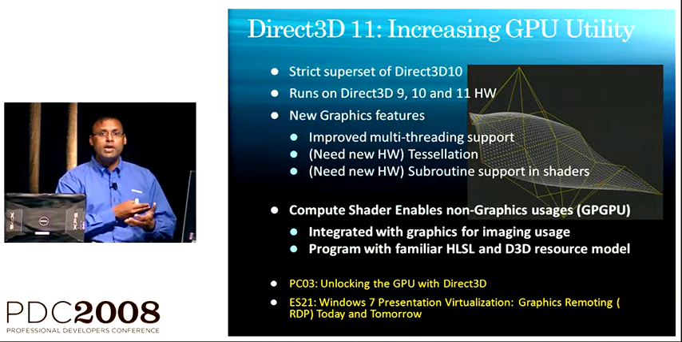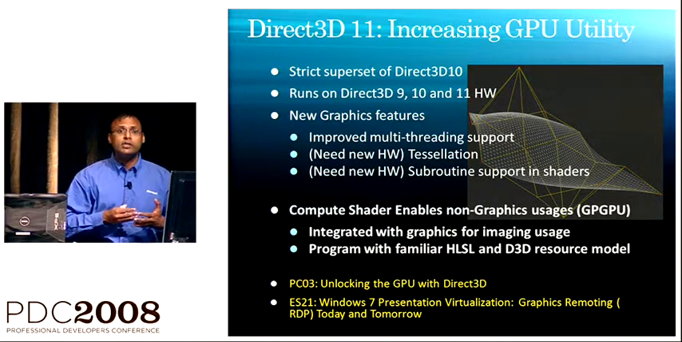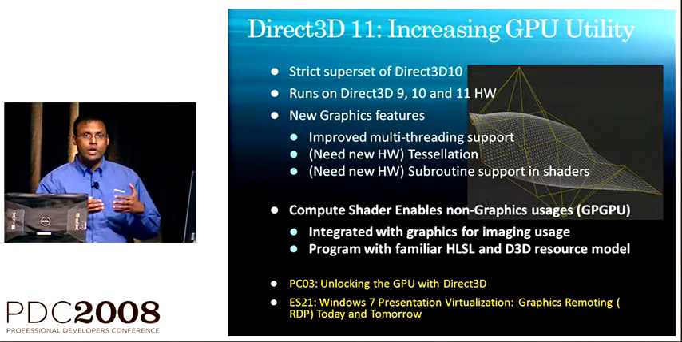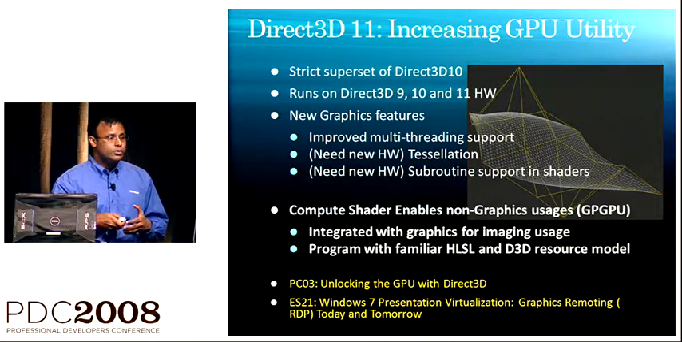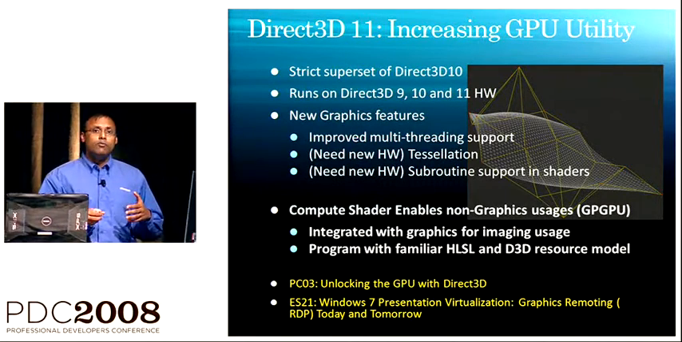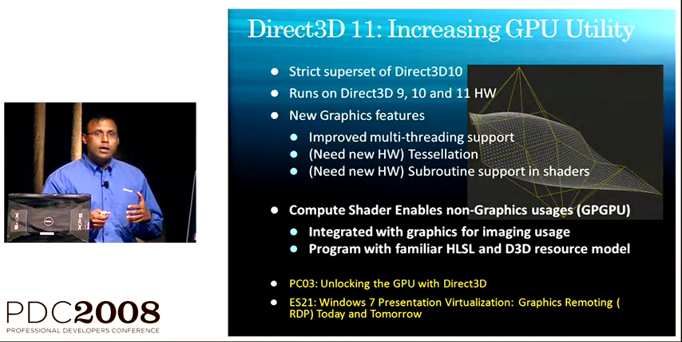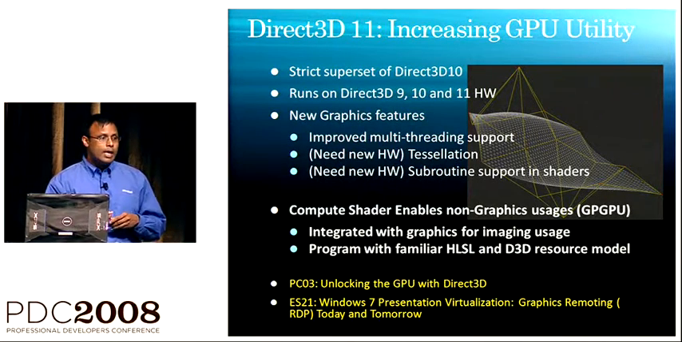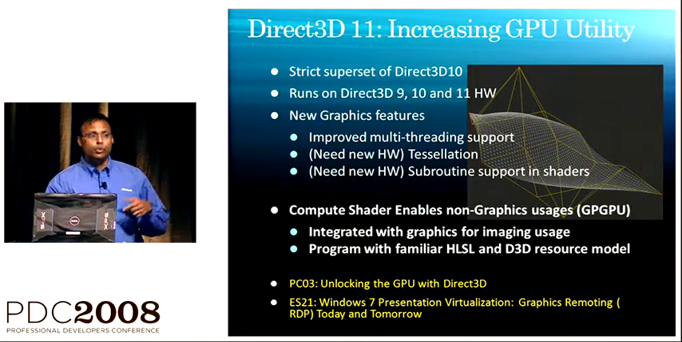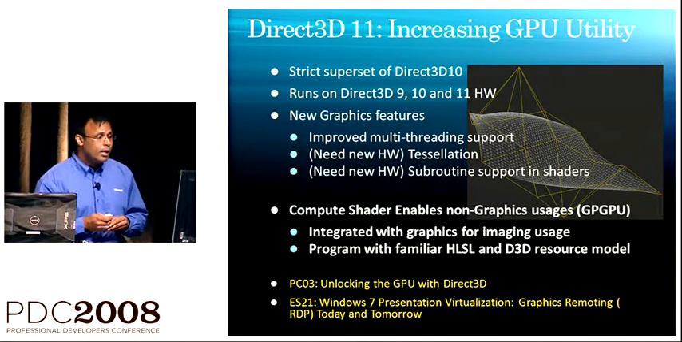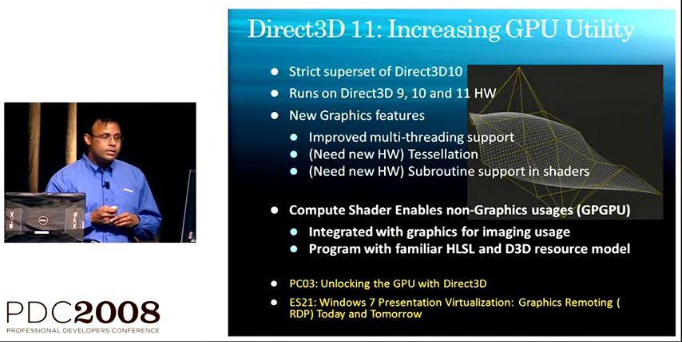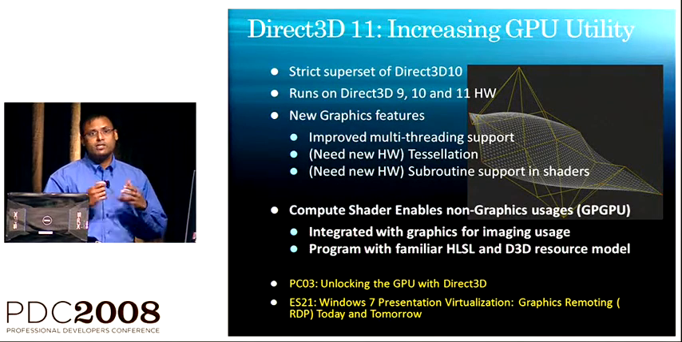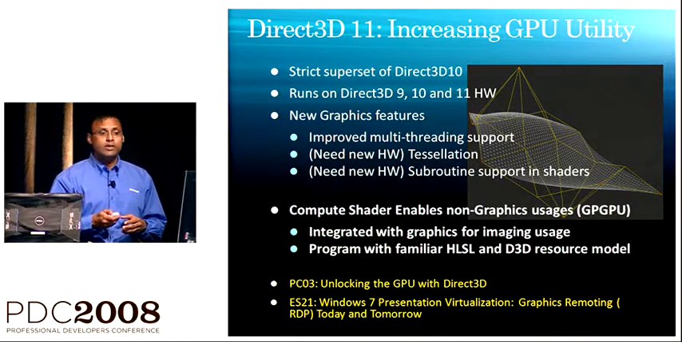It's in fact embedded in the Direct3D API for that reason, because we feel that those are the areas where it's going to be most commonly used. So we have a whole talk on that, where we'll go into much more detail. Alison Klein is going to give the talk on unlocking the GPU with Direct3D, and that talk is on Thursday at noon. So I'd strongly encourage you to attend that. And there is also a talk on Thursday where we go into details about presentation virtualization, where we'll be talking about how graphics is remoted in Windows 7.